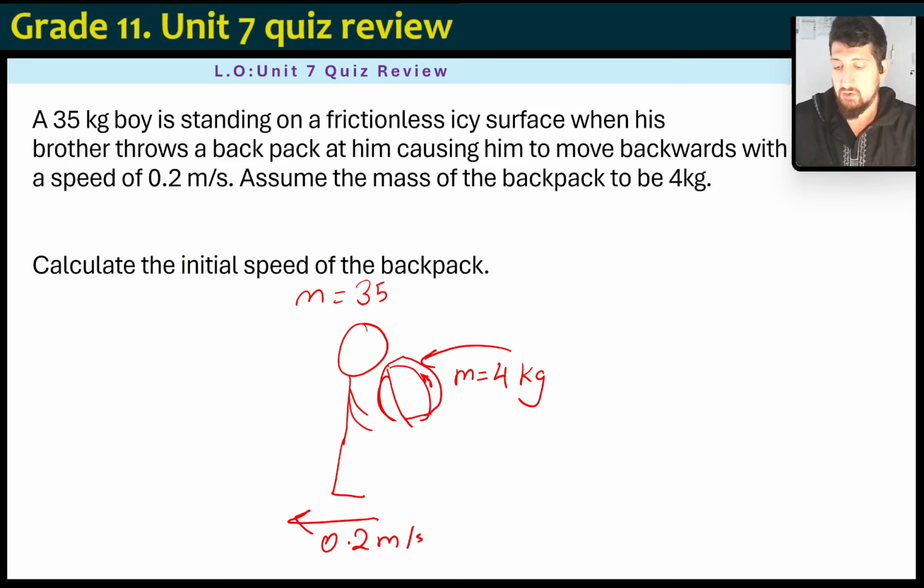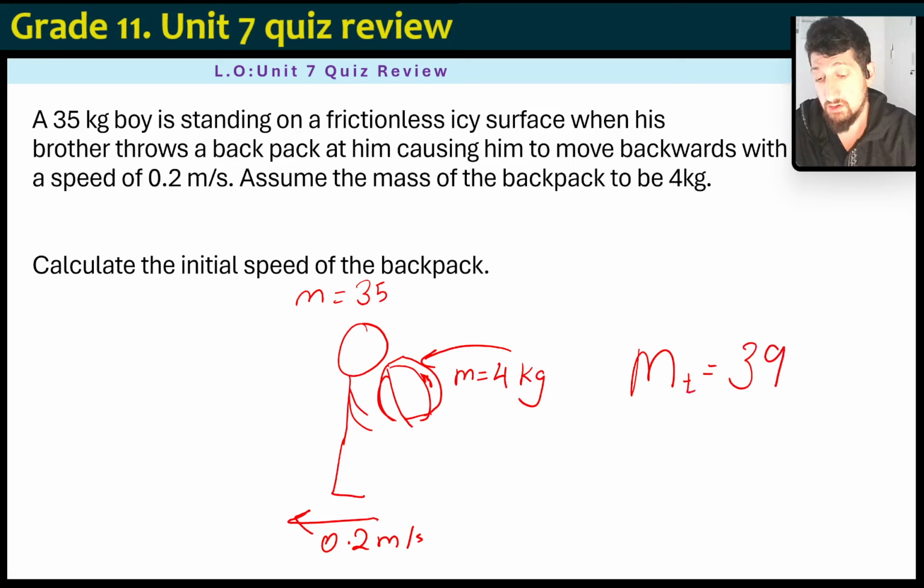Once again, what do we need to do? We need to work out the total momentum before and the total momentum after. We don't have the total momentum before. We have the total momentum after. But lucky for us, the total momentum after is equal to the total momentum before. What is the total mass? The total mass is 4 kilograms plus 35, which is 39 kilos. Okay, what else do we have? We've got the momentum after. Momentum after is equal to mass times velocity. We have the velocity, 0.2, and we have the mass, 39. 39 times 0.2 equals 7.8.